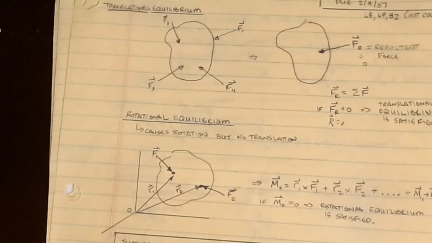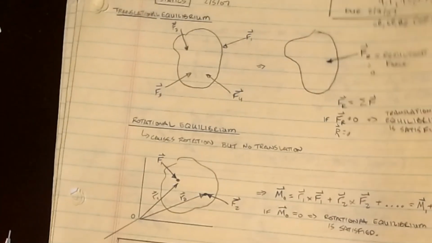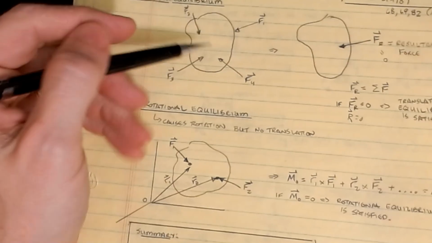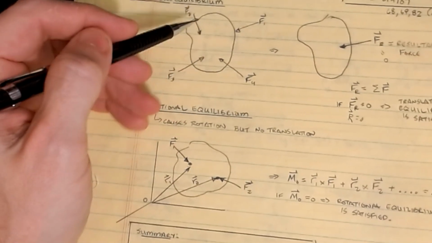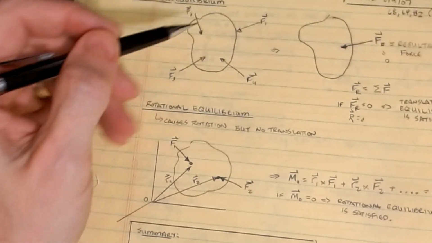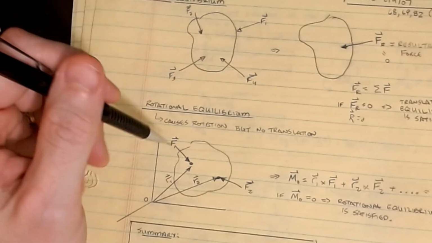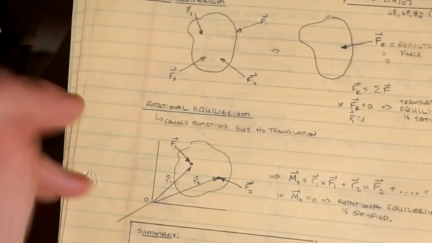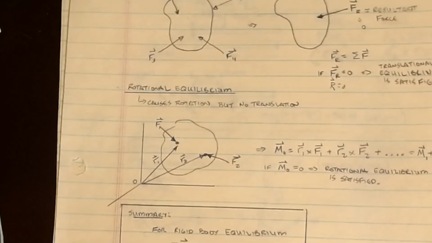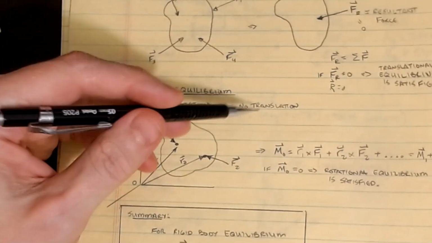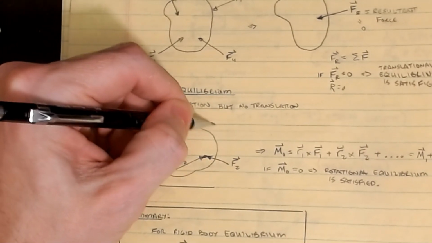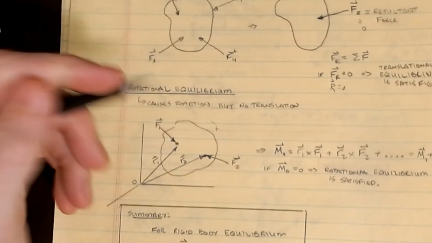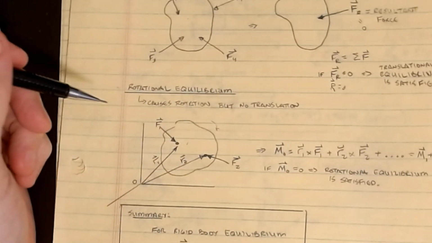So that's one possibility, but that's not the only thing that can happen. We also have to consider what if the object isn't physically moving left or right or up or down, but it could be sitting there spinning in place and rotating. And so to be in true equilibrium, you also have to satisfy the idea of rotational equilibrium. It's an effect that causes rotation but no translation. So maybe this thing is moving this way, and it's rotating about some center of rotation point there.